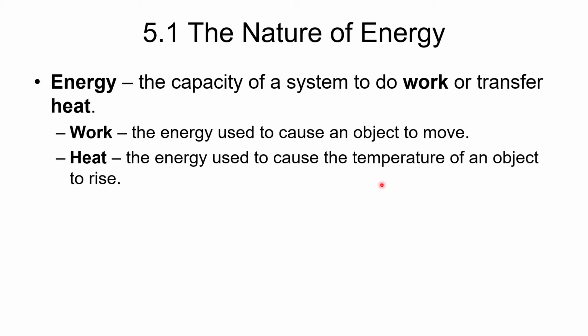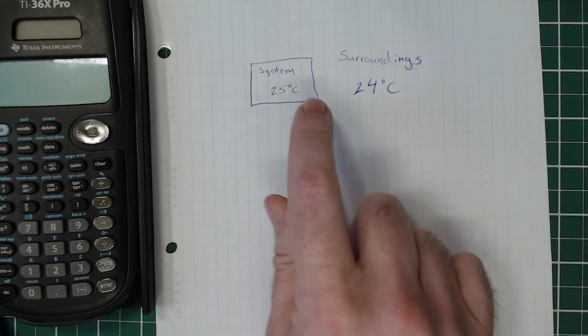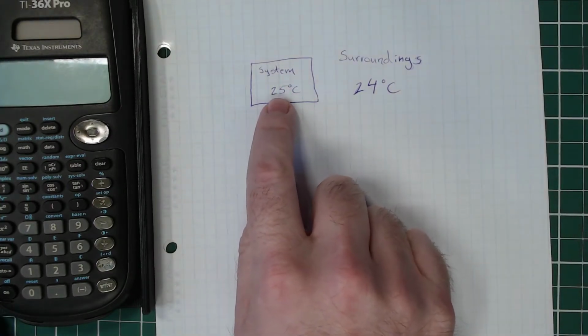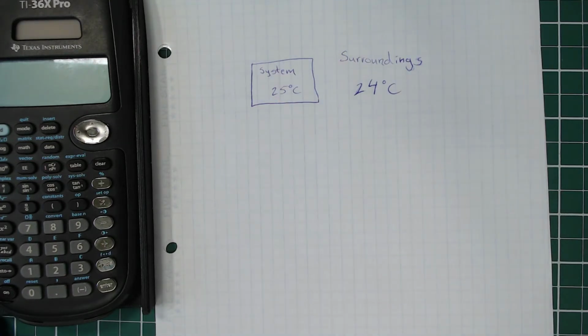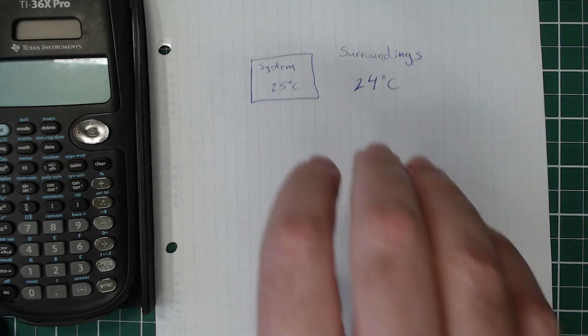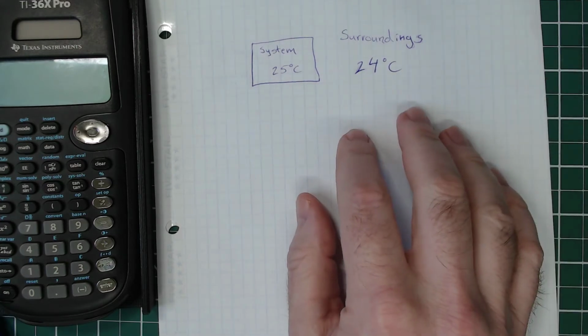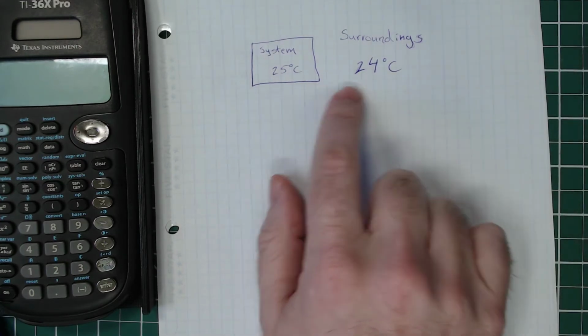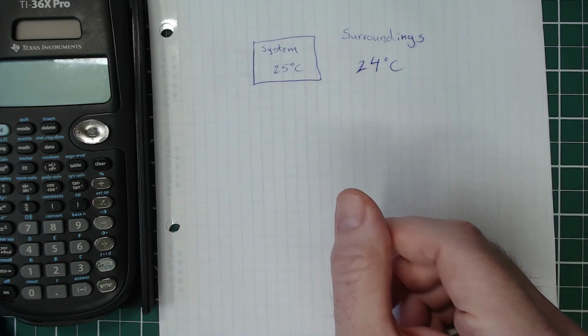And so I want to look at a piece of paper where I've got something written down. So hold on. So here I've got a system, and this system happens to be at 25 degrees Celsius. The surroundings around that system are at 24 degrees Celsius. So what we're going to find is that because there is a difference in temperature, heat will flow between one and the other. So I want you to think about what direction the heat will flow.